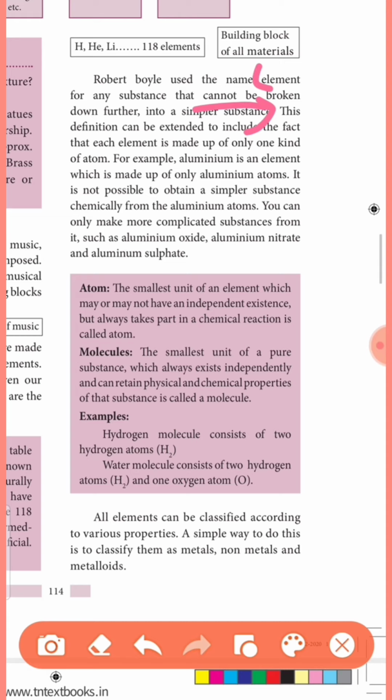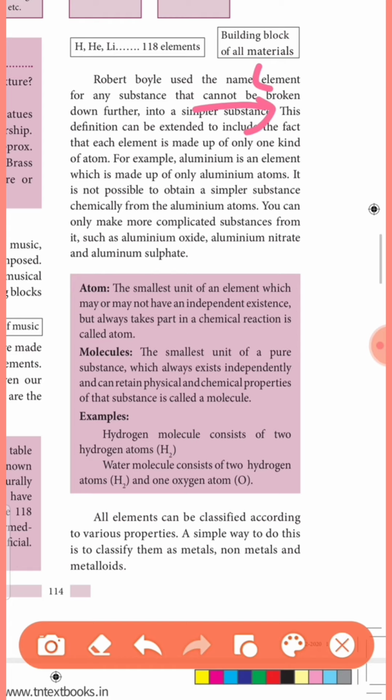So, it is made up of only aluminium atoms. Similarly, any chemical substance such as oxygen is made up of only oxygen atoms. Nitrogen is made up of only nitrogen atoms. Iron is made up of only iron atoms. Okay, so these are all elements. Here, definitions were given to you about atoms and molecules.